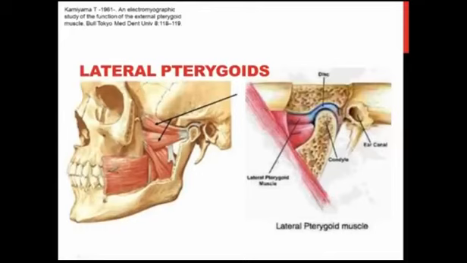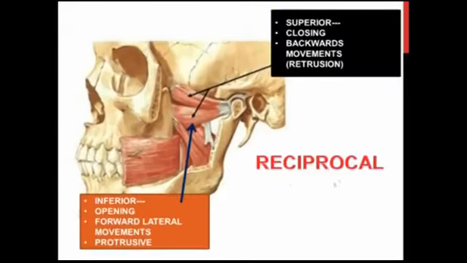In 1961, and probably the reports date back prior to this, Kamiyama is generally credited with talking about what's called the reciprocal function of the two heads of the lateral pterygoid muscles. Reciprocal means movement in opposite directions. The superior head, the top one, is responsible for predominantly closing the jaw and backwards movements called retrusion.